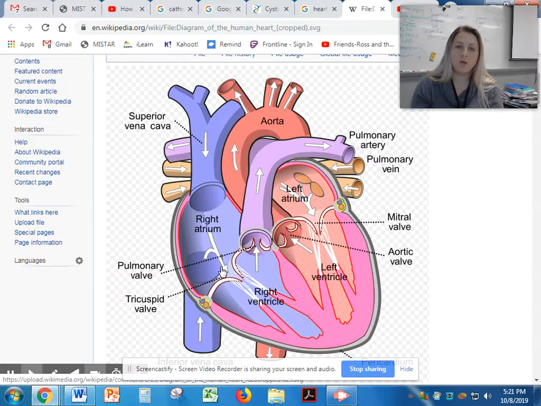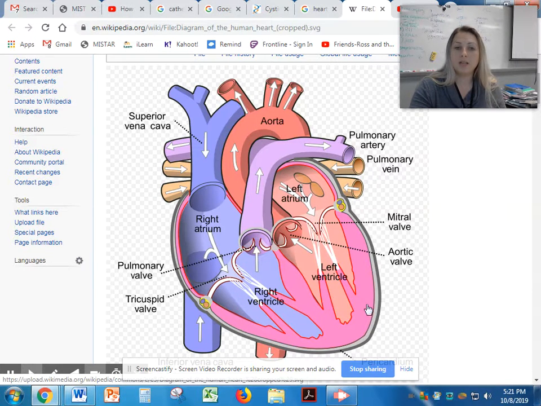So if you have right-sided heart failure, it's going to wind up backing up fluid into the rest of the body. This is where you get systemic edema, which is where it's an excessive amount of fluid in your tissues, and it causes swelling. So generally, if people have to wear compression stockings or compression socks because their feet or their legs swell up a lot throughout the day, that may be an indicator of right-sided heart failure.